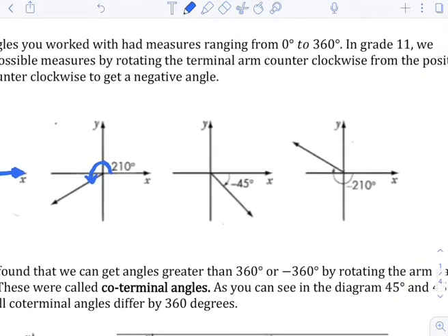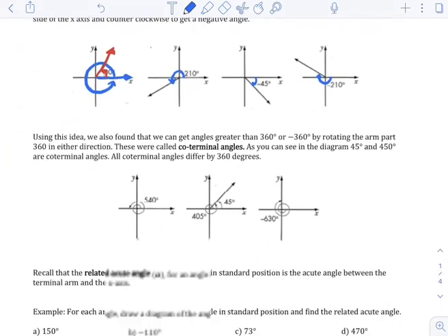For the next two, they're going the opposite direction, so they have a negative angle. Negative 45 degrees would be moving clockwise. Negative 210 degrees is also moving clockwise from that principal arm right along the x-axis. Remember that each quadrant is 90 degrees, so we're going 90, 180, then 30 more than that, 210, all negative because it's going in the clockwise direction.